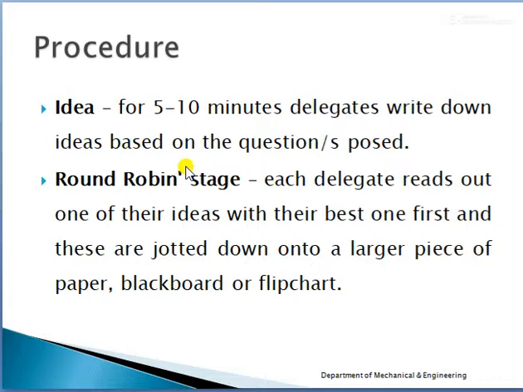Next we will see the procedure we are going to use in this. First, we are going to have ideas. For 10 to 15 minutes, delegates write down ideas based on the questions posted. This is the first point in the nominal group technique. Round robin stage, that is the second stage: each delegate reads out one of their ideas, their best one first, and these are jotted down onto a large piece of paper, blackboard or a flip chart.